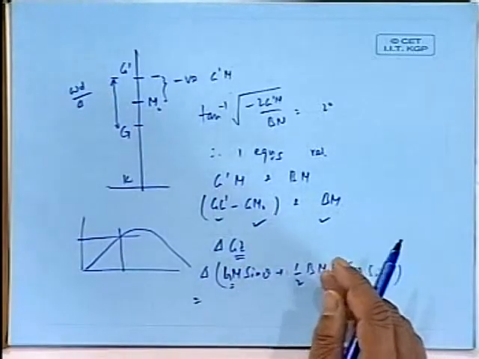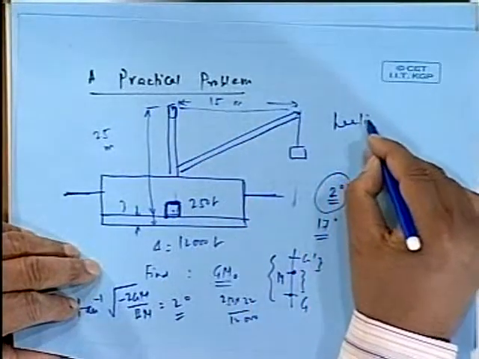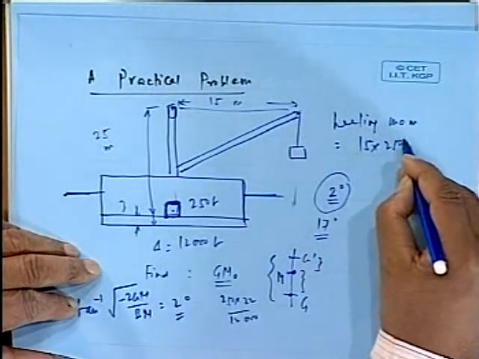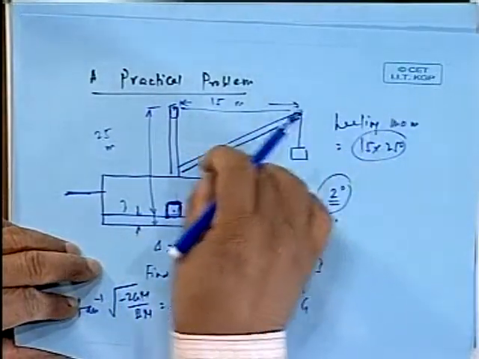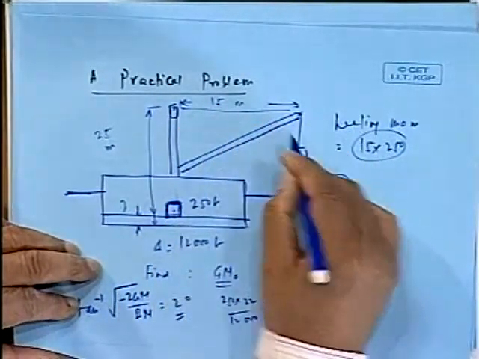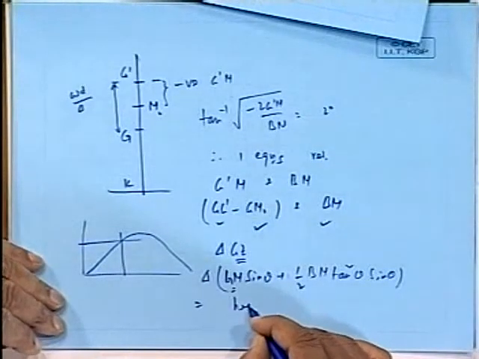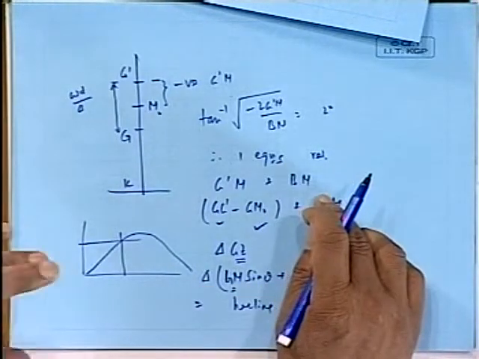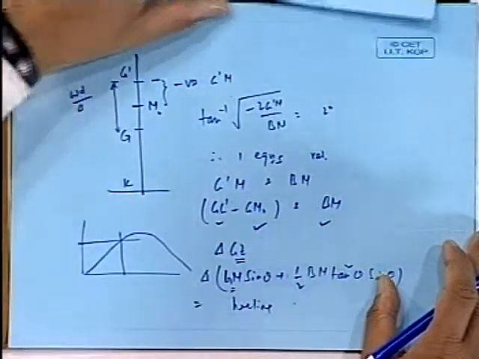What is heeling moment? If you look here, you have shifted this 15 meter, that means heeling moment equals 15 into 250. 250 ton shifted 15 meter outboard, so this weight into this distance, this moment. If you equate that to the heeling moment, you get another relation of GM and BM. So you have two equations, two unknowns, you can solve for GM and BM. This is how you can actually do it.